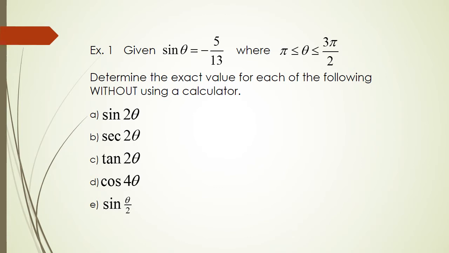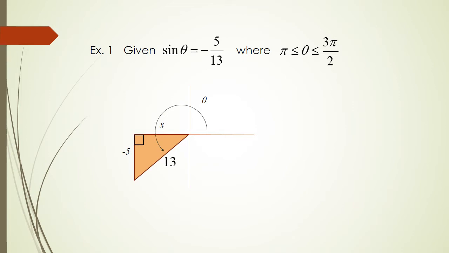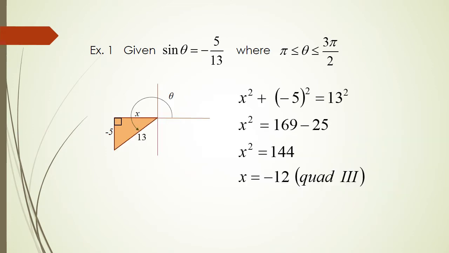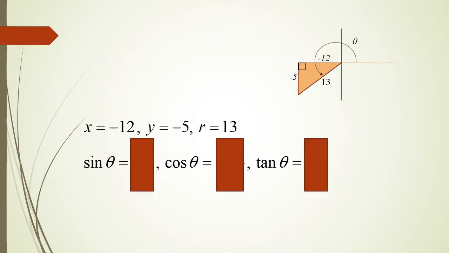In this first example, we're given sine theta is negative 5 over 13, and we're also given the quadrant for the angle theta. We're asked to find 5 different trig ratios, and these need to be exact values. So what we're going to do first is use Pythagorean theorem and SOHCAHTOA to find the value for x. It turns out that x is negative 12, and that's because it's in quadrant 3.